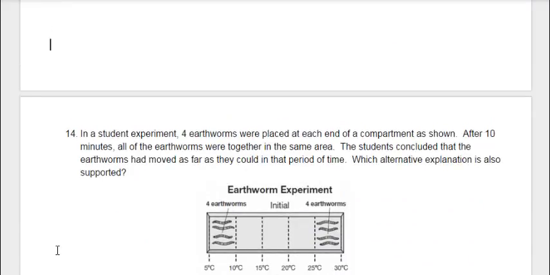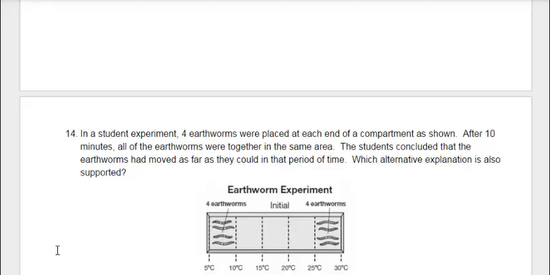14. In a student experiment, 4 earthworms were placed at each end of a compartment as shown. After 10 minutes, all the earthworms were together in the same area. The students concluded the earthworms had moved as far as they could in that time period. Which alternative explanations also supported?